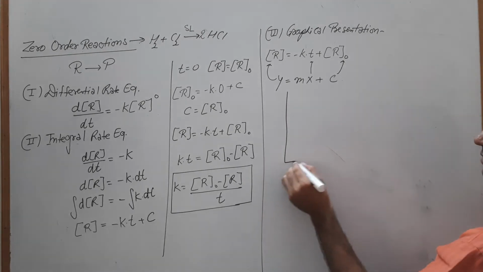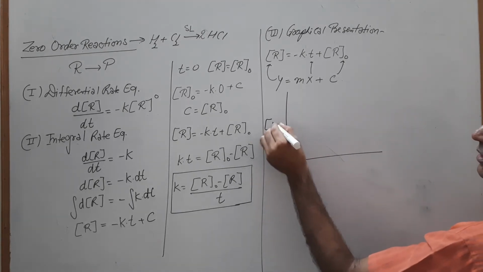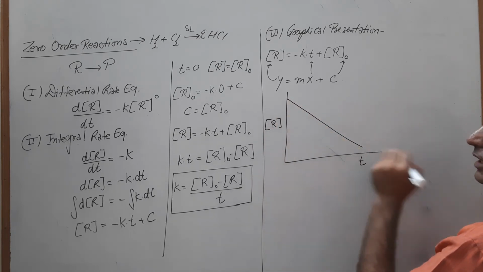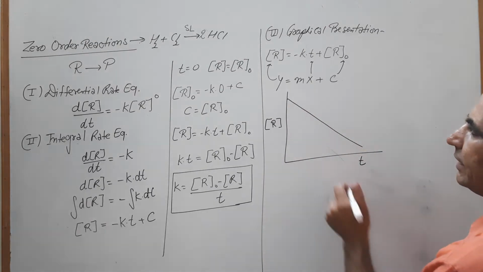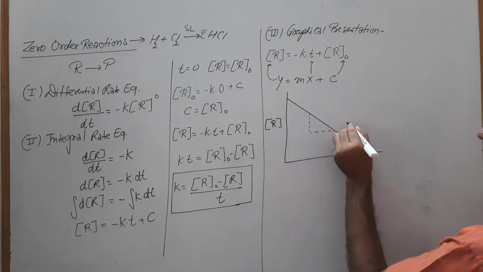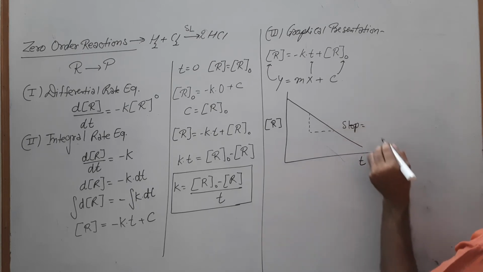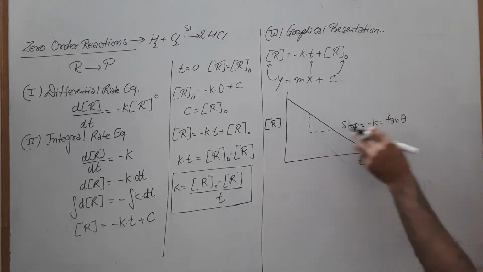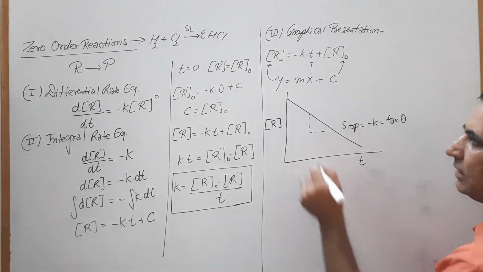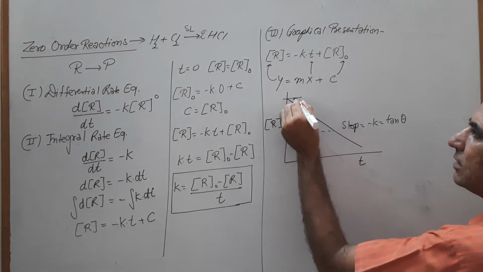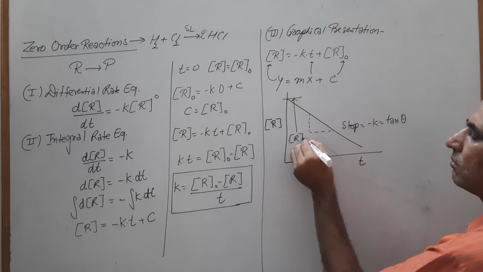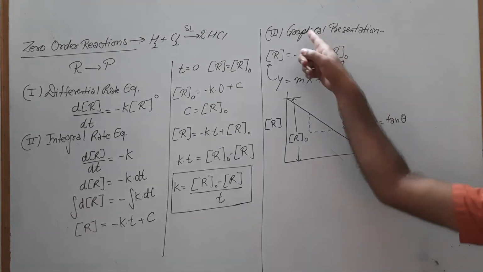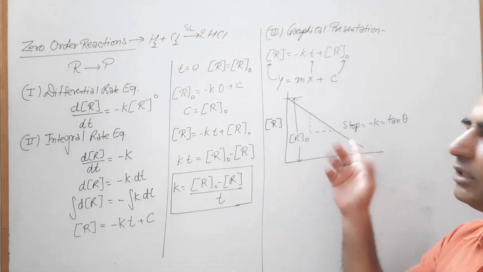When we plot a curve between R and t, it looks like this. The slope of this curve is negative. The slope equals minus k, which equals tan theta. This is the intercept, and the value of this intercept is R0. So this is the graphical representation of a zero order reaction.